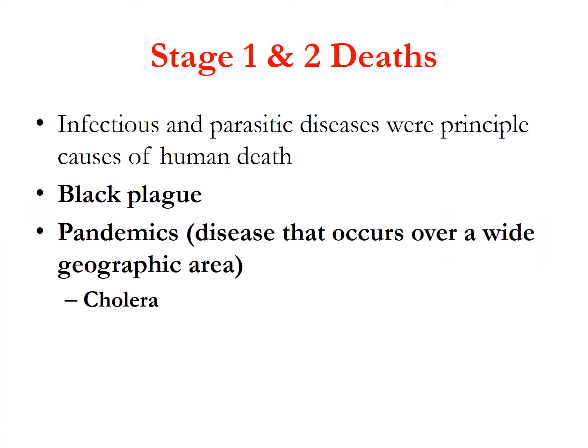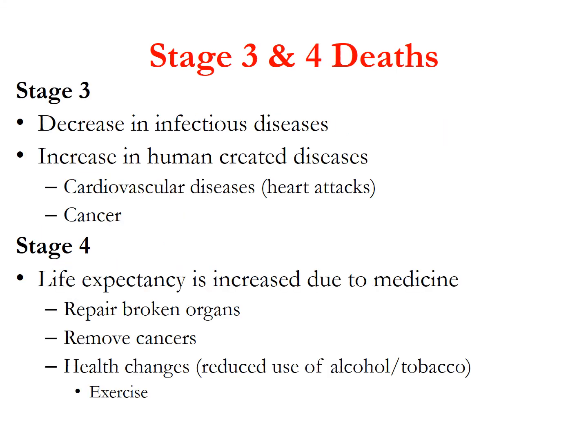So in stages 1 and 2, we primarily died from infectious and parasitic diseases, the Black Plague, pandemics that we couldn't control or had no idea or didn't understand science. In stage 3, we still died from infectious diseases, even though we start to discover modern medicine. And what really gets us is cardiovascular diseases and cancer, because now we have created basic medicine.